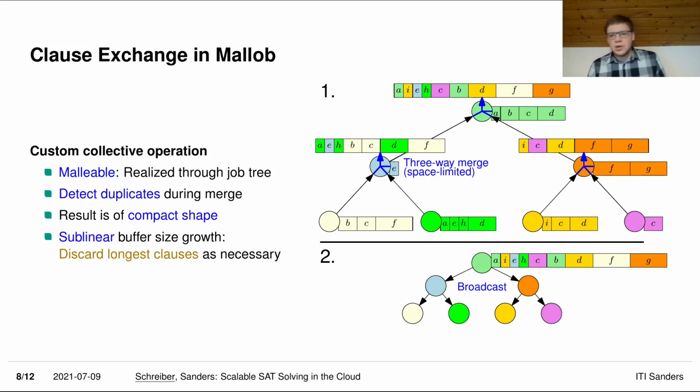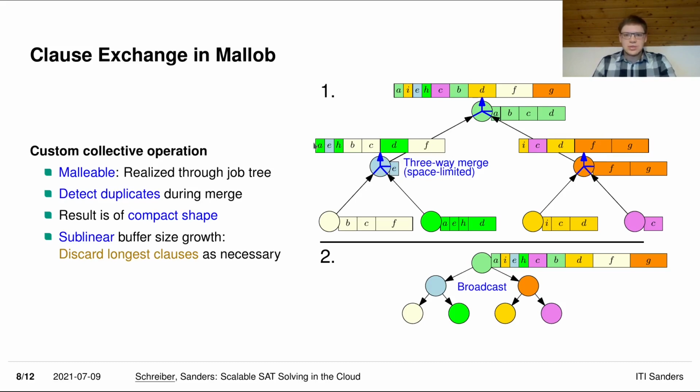So in Mallob, the clause exchange works via a custom collective operation over the job tree of a job. Here we can see 7 PEs as well, but they are arranged within Mallob's job tree. Whenever a new aggregation is to be done, the leaf nodes in the tree will send up their clause buffers to their parent in the tree. And if an inner node has received as many buffers as it has children, then it will perform a multi-way merge of each of the present buffers, including its own local buffer.